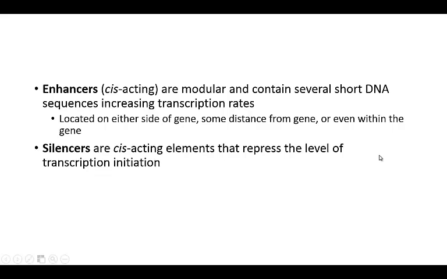The enhancers, again, will be cis-acting, meaning they will be in a proximal location, fairly close. They contain several short DNA sequences. These will increase or enhance the transcription rates. They can be located upstream, downstream, even a little bit of distance from the gene, even within the gene itself. These are all going to help to start transcription. Silencers are elements that will repress transcription initiation. In this region, maybe something is binding that will block RNA polymerase from coming and binding to the DNA. Instead of recruiting it, it will physically block it from binding.